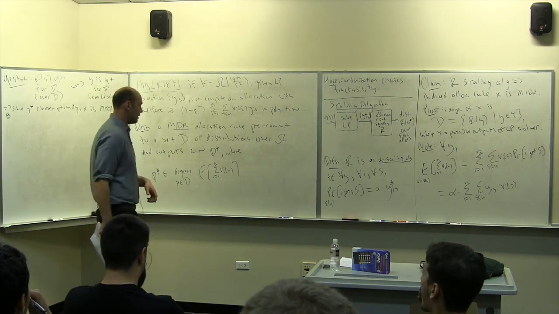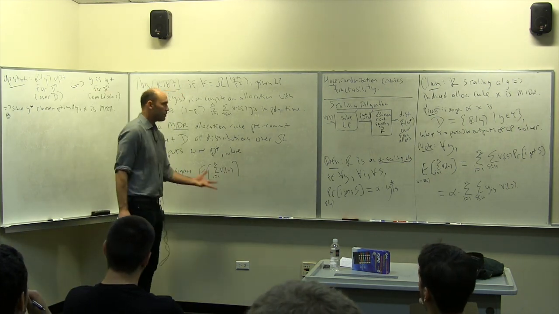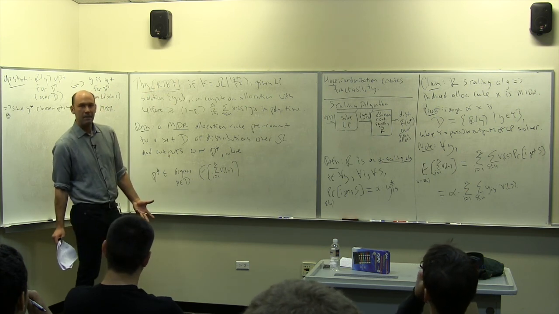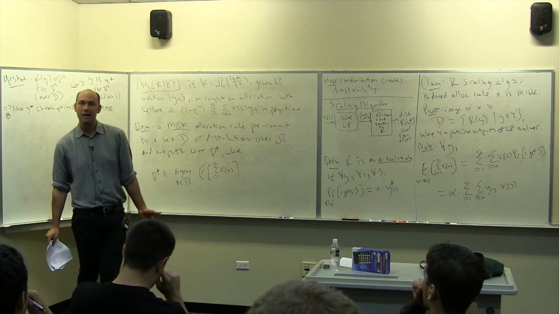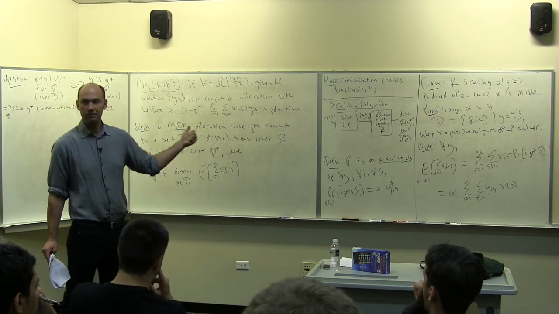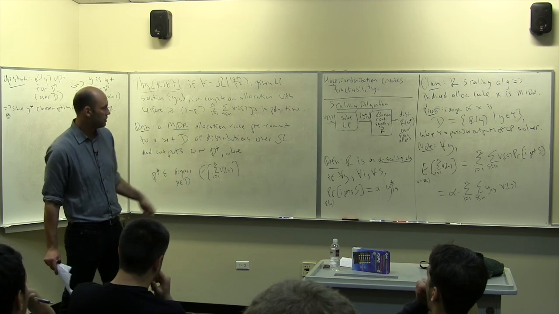So again, at a high level, you can kind of reverse engineer everything we've said so far. You can come up with this idea of MIDR just by asking, is there a randomized analog of the VCG mechanism? The answer is yes, and it's MIDR. That's just what you'd come up with by answering that question.